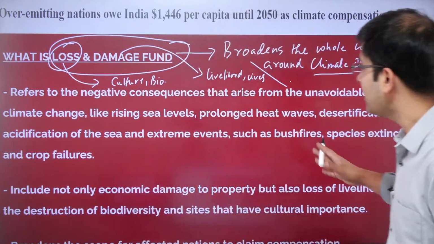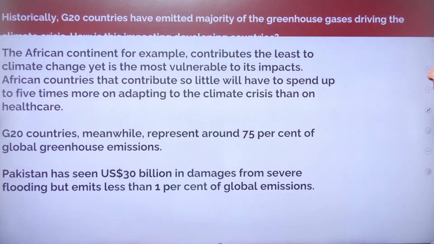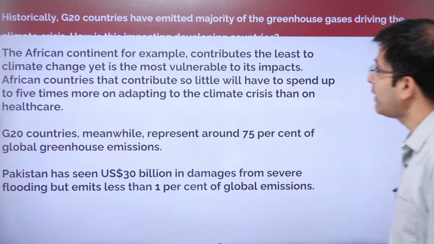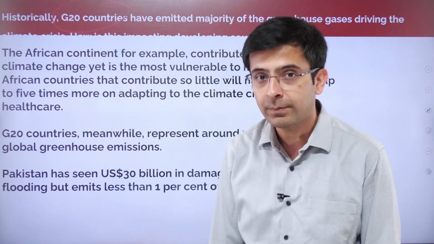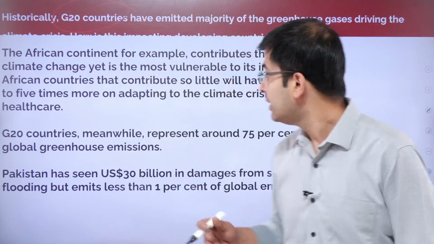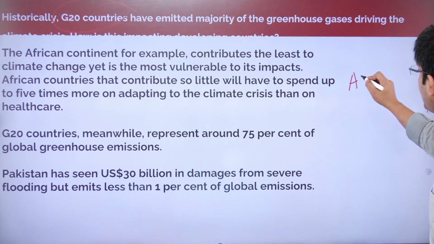Now that you have understood this, let's quickly look at some more facts for you. So historically, G20 countries have emitted the majority of the greenhouse gases. Most of the developed countries are the ones that are responsible for the whole mass pollution of Earth that has happened. But then again, things are not so straightforward. So for example, the problem comes of attribution.